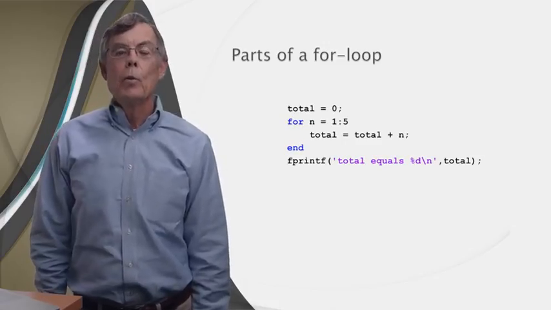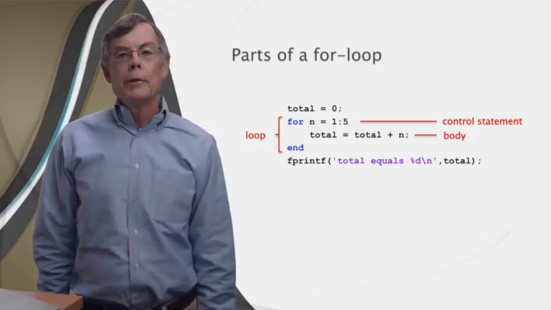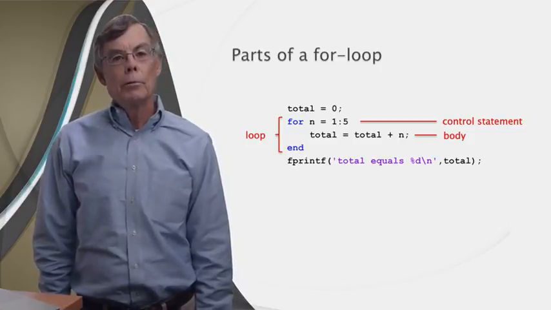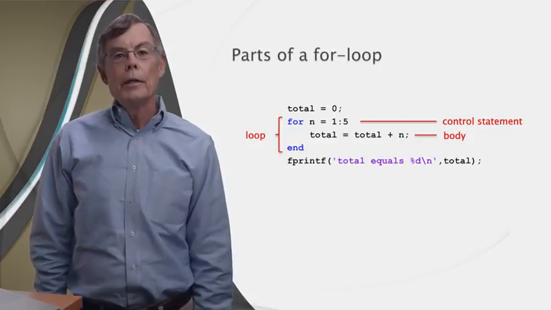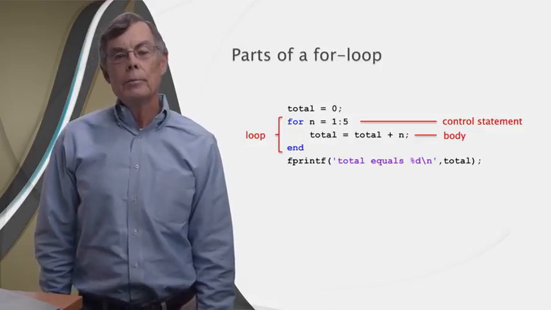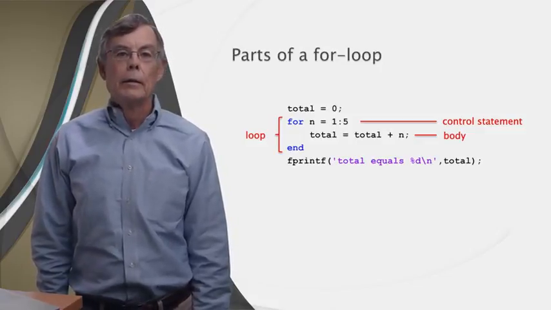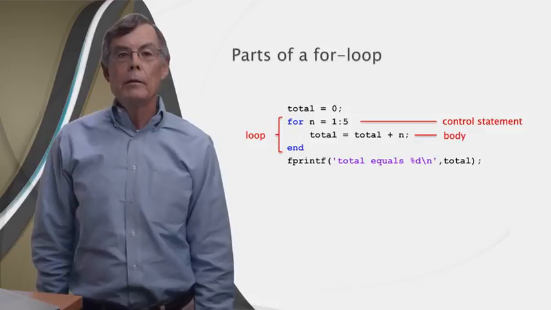Let's look at this example one more time. The expression with the for keyword is called the control statement. This is where the index variable is defined and its subsequent values are specified. And it doesn't need a semicolon at the end.